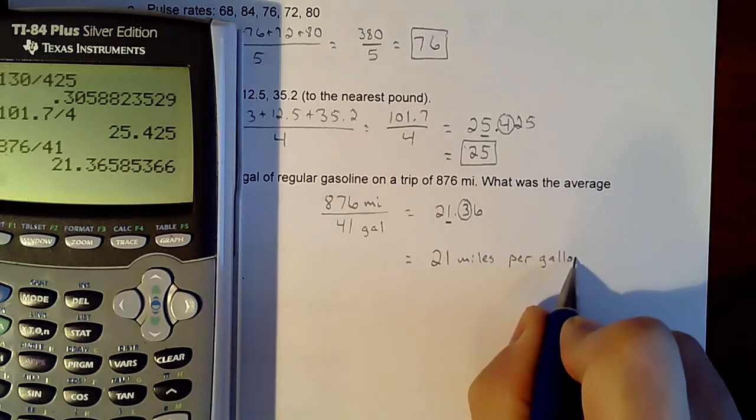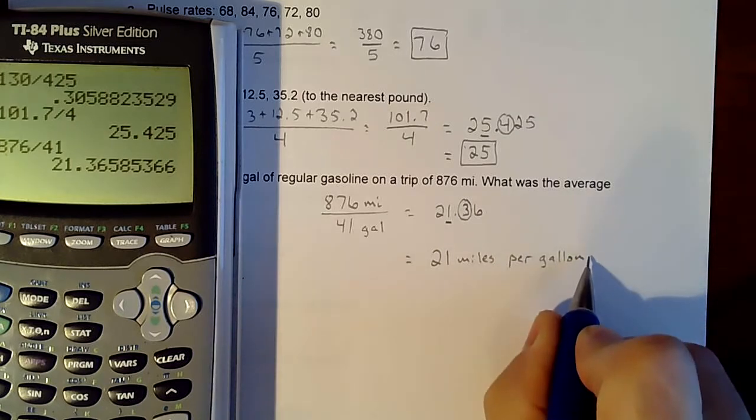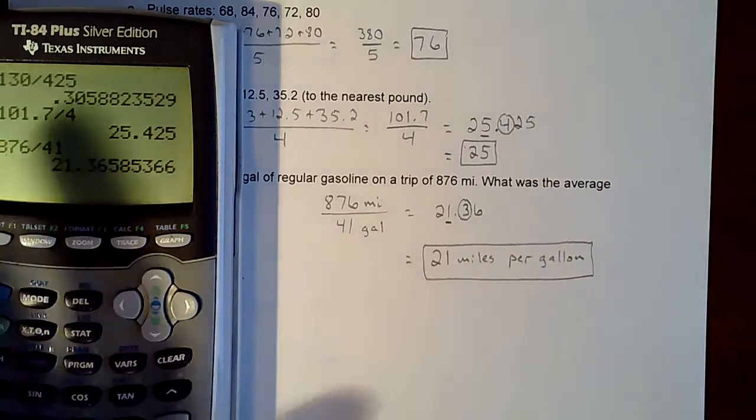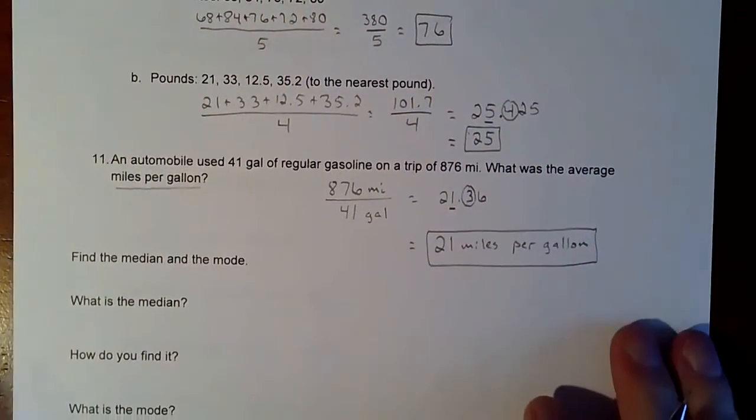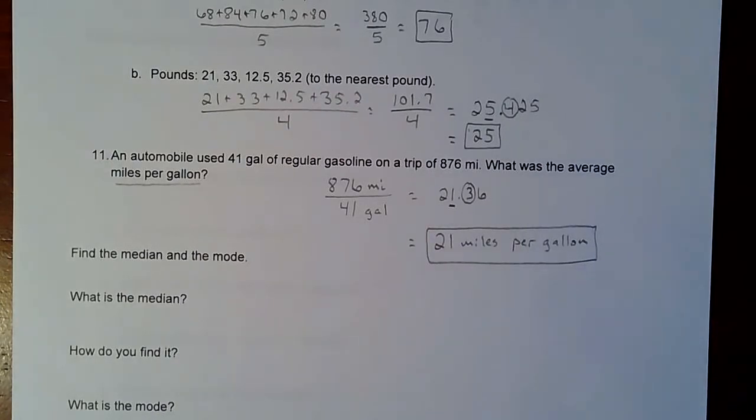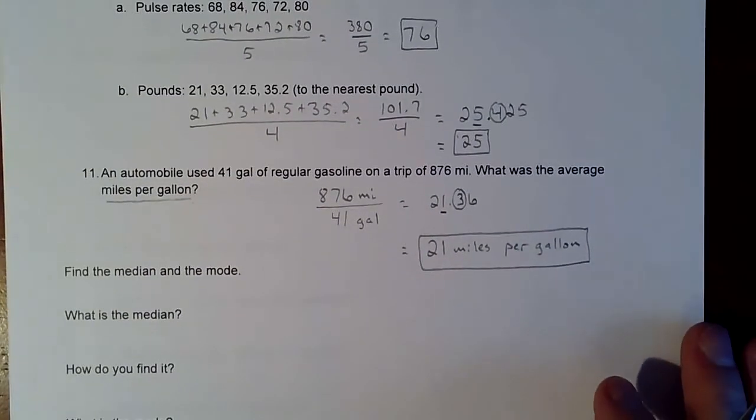Like I said, we probably wouldn't put 21.3 or something like that, so we'll go to the nearest whole number. Okay, so the next chunk of stuff is, so that was mean. That was definitely the most common one that you'll see and most are probably familiar with.